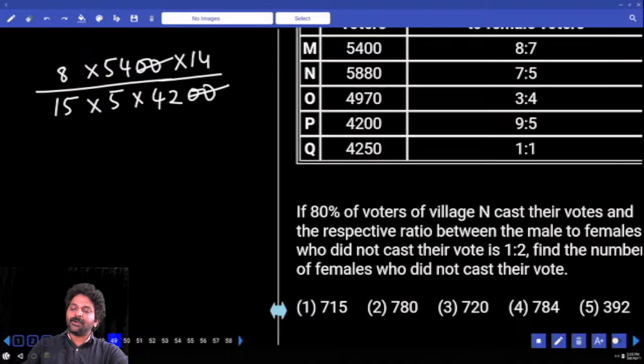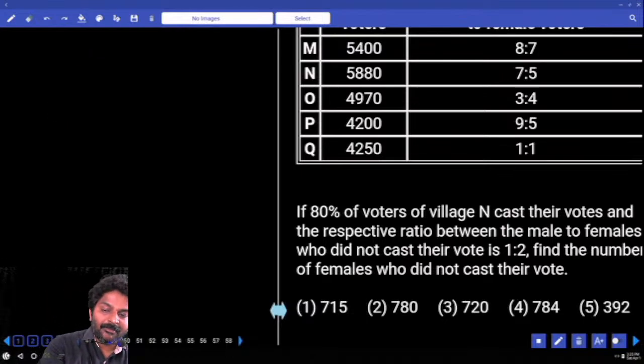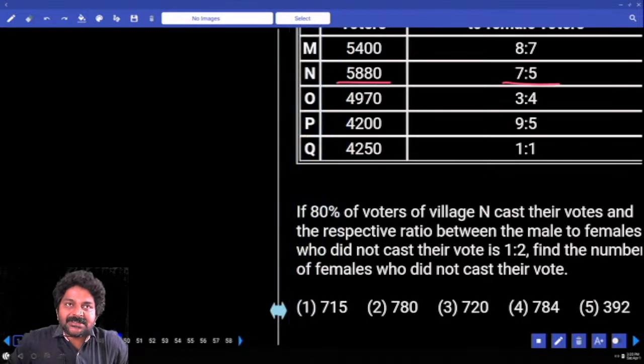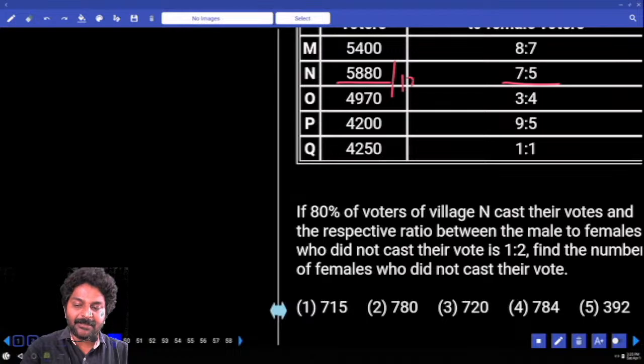If 80% of voters in village N cast their vote and the respective ratio between male to female who did not cast their vote is 1:2. Find the number of female who did not cast their vote in N. Total how many people are there? 5,880. That is divided into how many parts? 12 parts. Now each part in a sense divided by 12 only. 12 4 times 48. 108, 9 times and then 0.